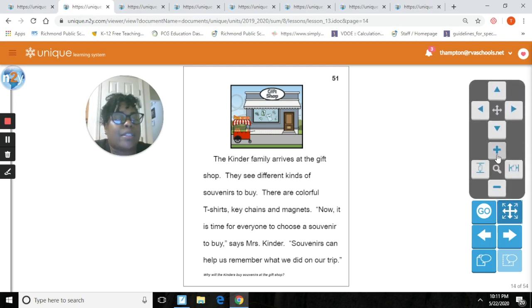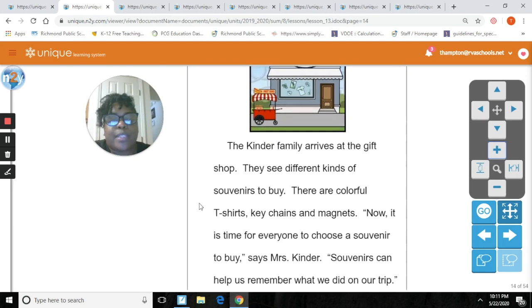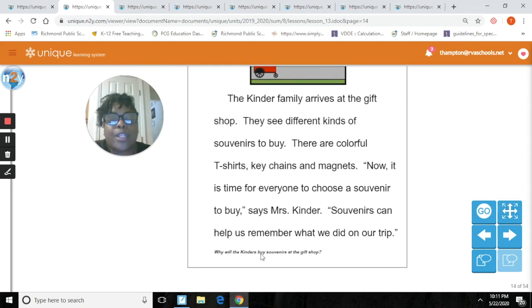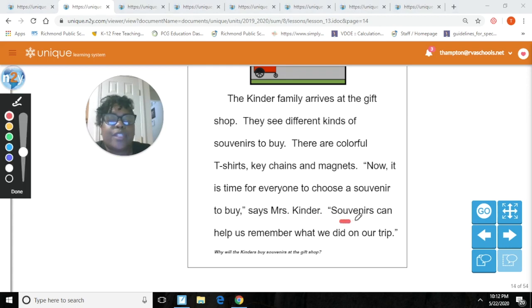So let's make our focus statement here a little bit bigger at the bottom so we can see what it wants us to do. It says, why will the Kinders buy souvenirs at the gift shop? Now, did you say souvenirs can help us remember what we did on our trip? That's very true. Every time I go on a trip, I always look for a refrigerator magnet because I love refrigerator magnets. It's my way of remembering where I went and what I did. They are so fun, okay?